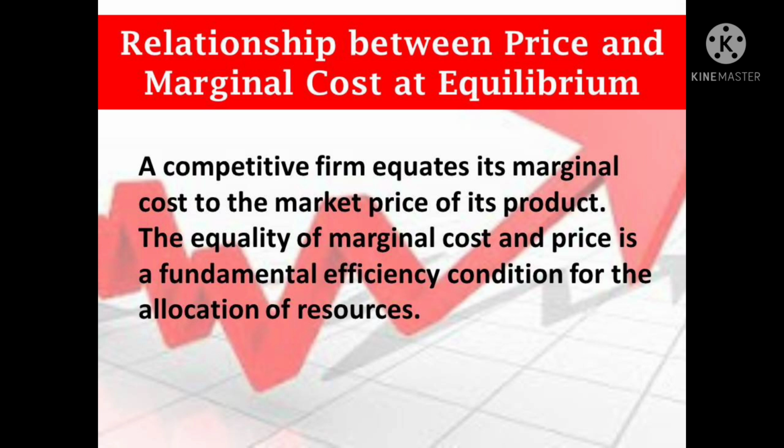But when more output is sold only by reducing the price, then price is greater than marginal revenue, as equilibrium is attained when marginal cost equals marginal revenue. This clearly means that price is greater than marginal cost at the equilibrium output level.